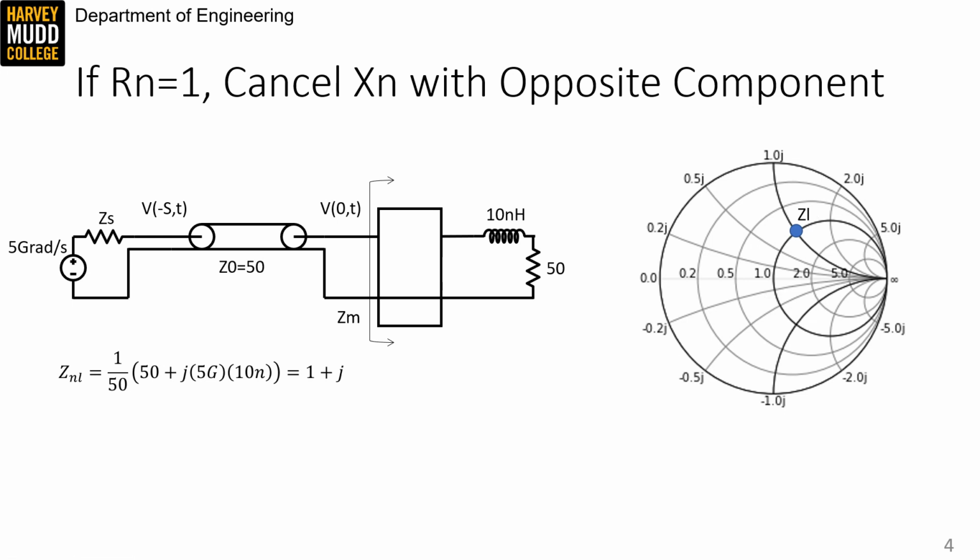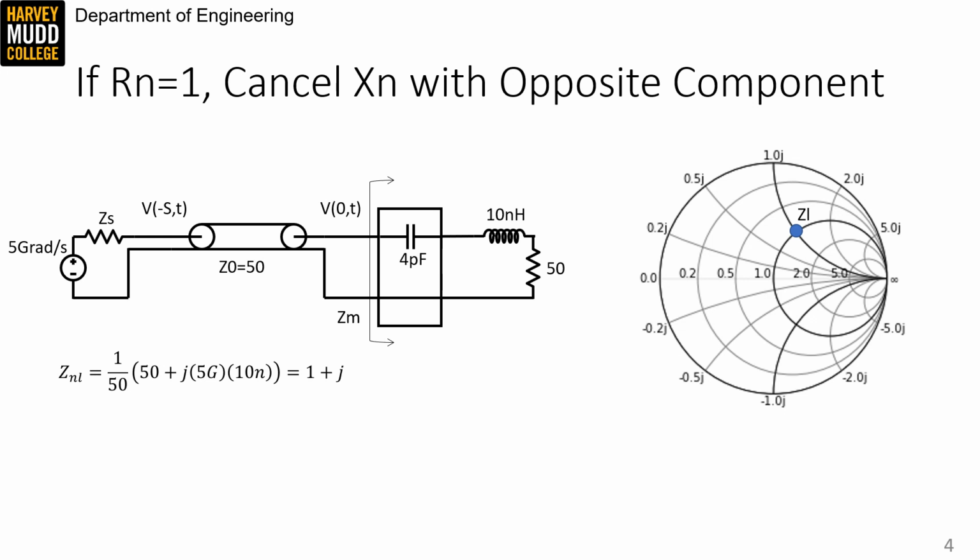Note, I'm using some goofy notation in this calculation. Here I'm using G to stand for giga and N to stand for nano, which means G times N is 1. This Zn value is promising. Because Rn is equal to 1, we almost have a good match. We just need to take care of the non-zero Xn with our matching network. Fortunately, capacitors have negative reactance, so we might consider a network that looks like this to cancel out the positive reactance from the inductor.